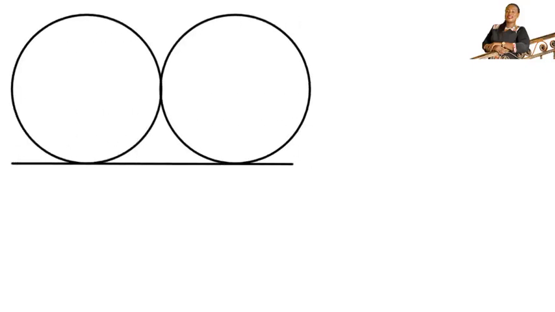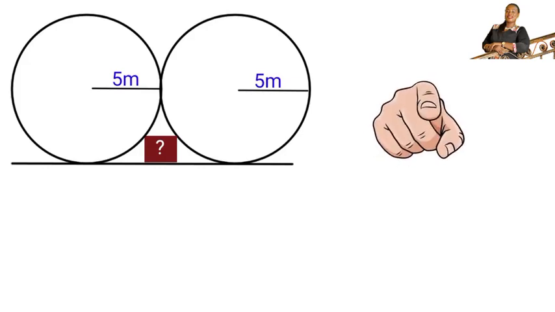We are given two circles with radius 5m and a square is placed between them. We are to find the area of the square. Can you solve it? Now let's get started.